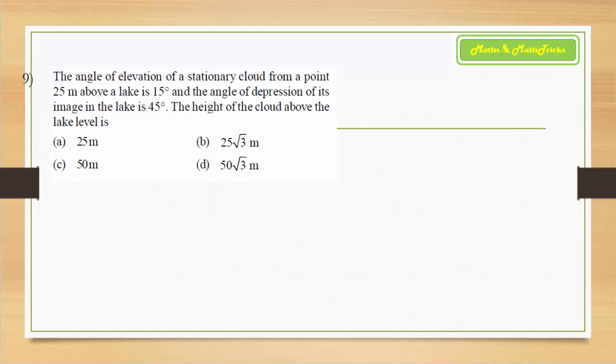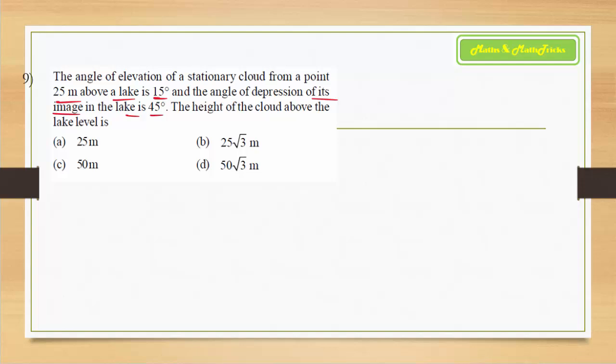Coming on to the next question, 9. The angle of elevation of a stationary cloud from a point 25 meter above a lake is 15 degrees and the angle of depression of its image in the lake is 45 degrees.